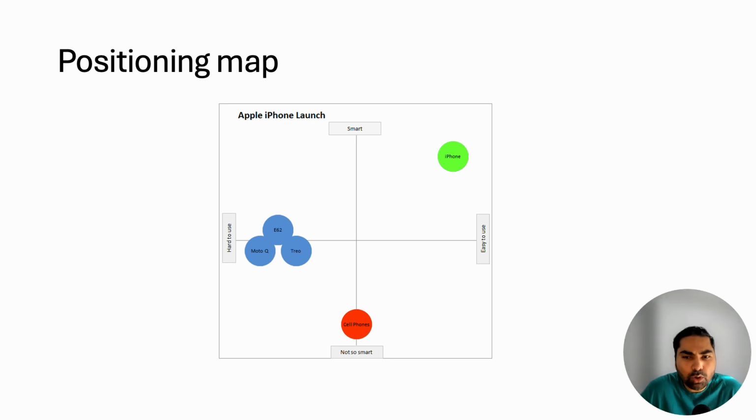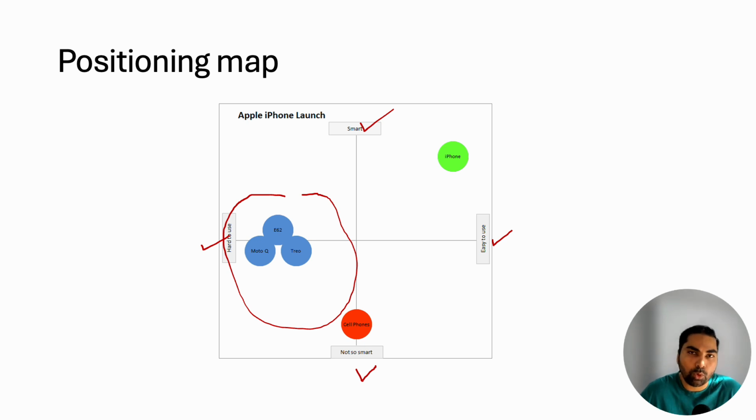This is a positioning map created for the iPhone when it was launched for the first time. Back in the early 2000s, there were cell phones which were smart or not smart, and which were very hard to use or not so hard to use. You had a lot of smartphones which were very difficult to use. I remember those phones with those keypads. You flip the phone and a QWERTY keyboard comes out. They were very difficult to maneuver. Some phones had stylus pens and tiny screens which you had to maneuver. That was a very difficult exercise.